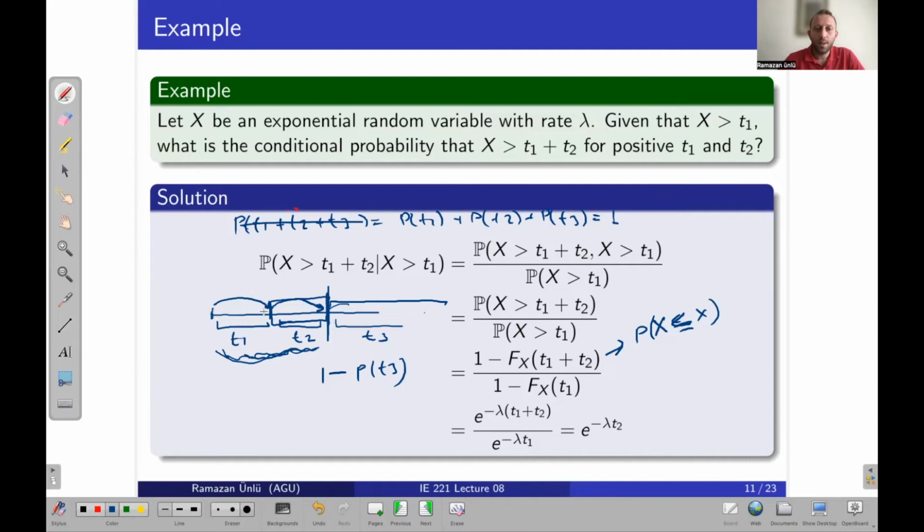So this given information didn't affect the probability of the future. And that is called the memoryless property of the exponential function. That's why, if I am asked something like that, and you will see in the next example, you can simply calculate the probability of the remaining part, so T1 plus T2 minus T1. The probability of the remaining part will be equal to this conditional probability.